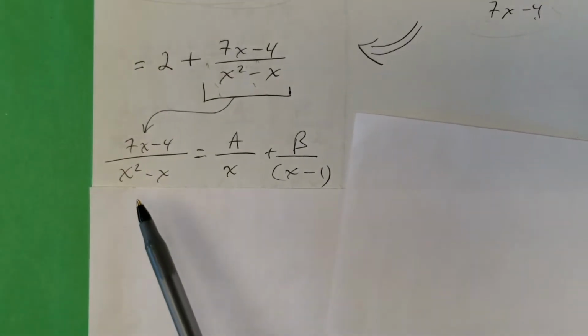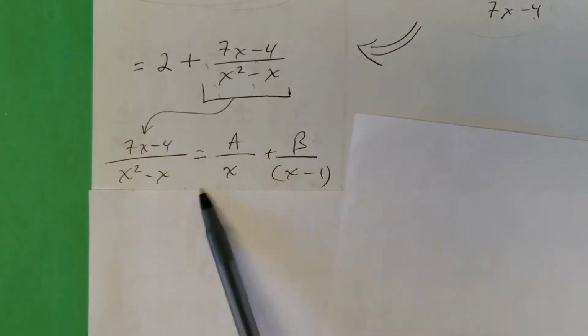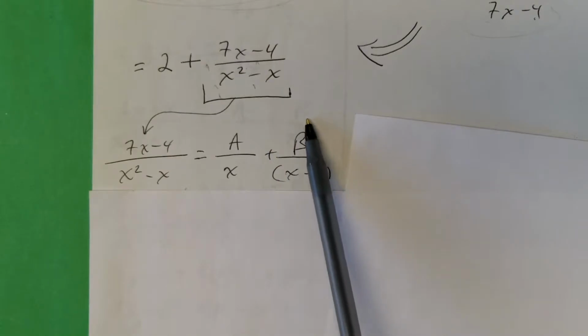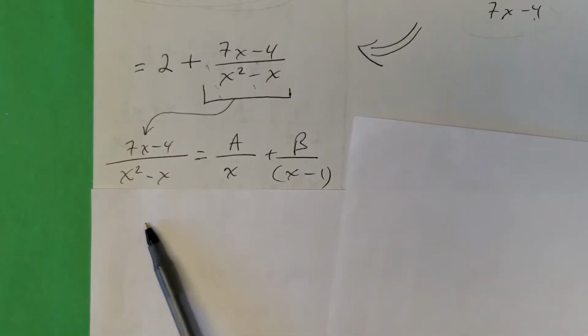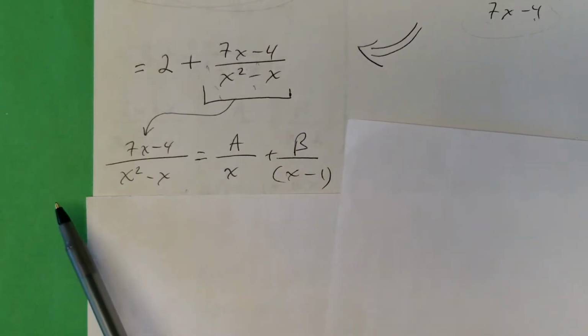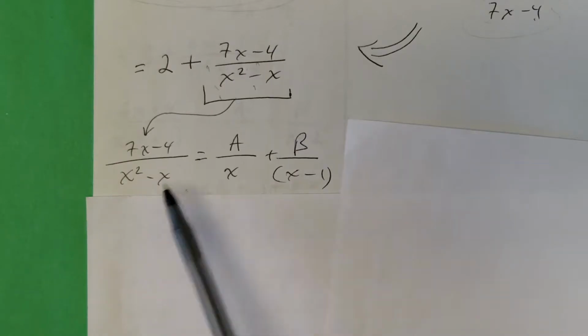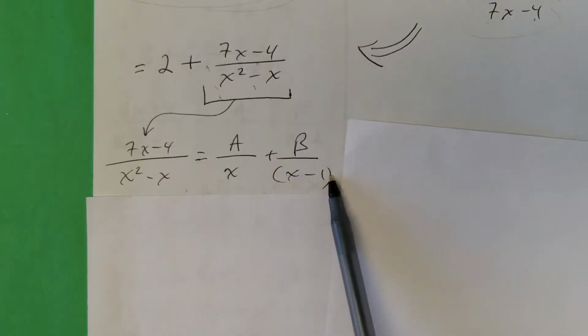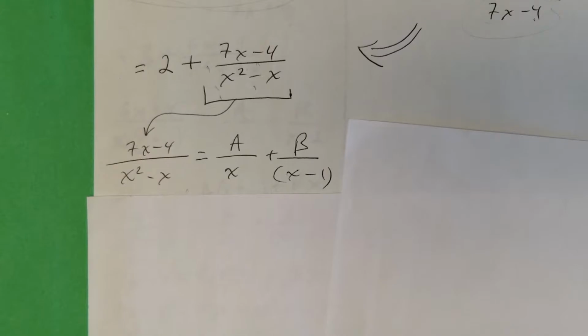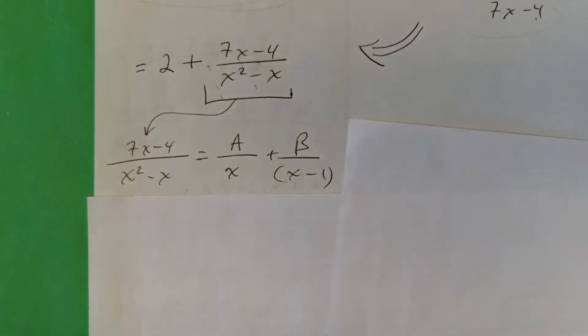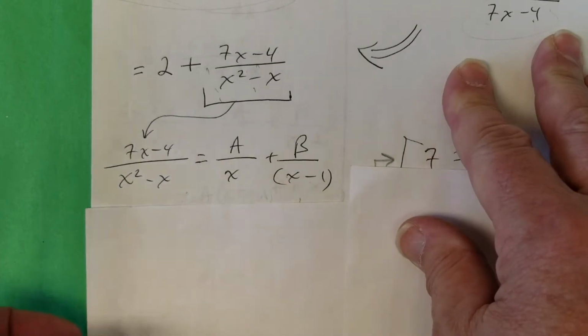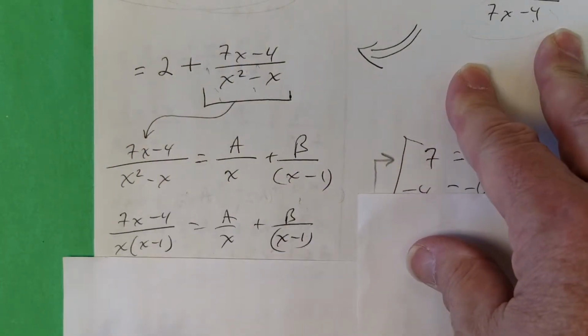So first, split it up like this with an A and a B. Factor this. How do you factor this? Well, they both have an x, so pull out the x, and you're going to get x and x minus 1. So I factored it. Now I need common denominators, right?